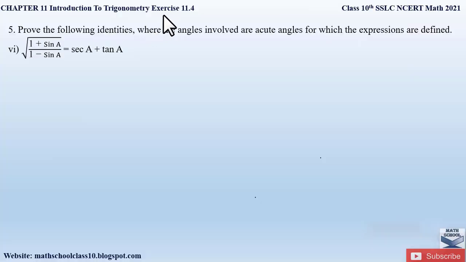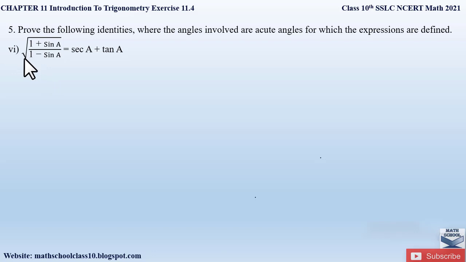Question number 5 from exercise 11.4, chapter 11, Introduction to Trigonometry says, prove the following identities where angles involved are acute angles for which the expressions are defined. So this is the sixth part of this question number 5. In my previous video, I have solved the first part to fifth part, and in this video, I will be solving from sixth part to 10th part.